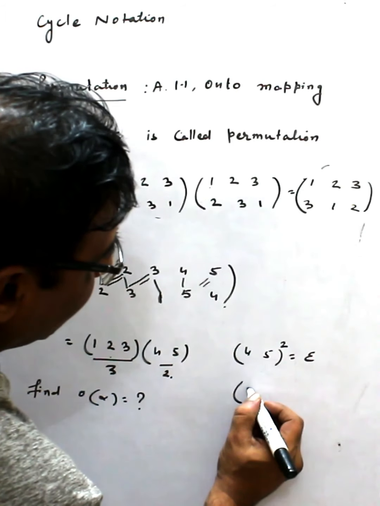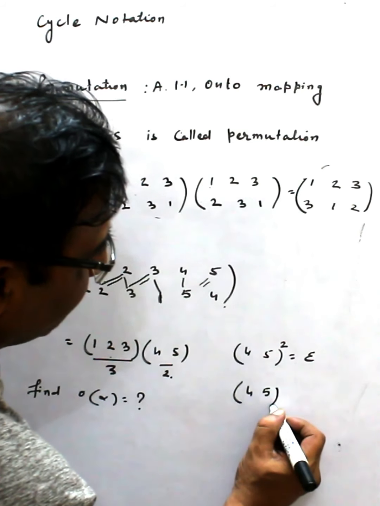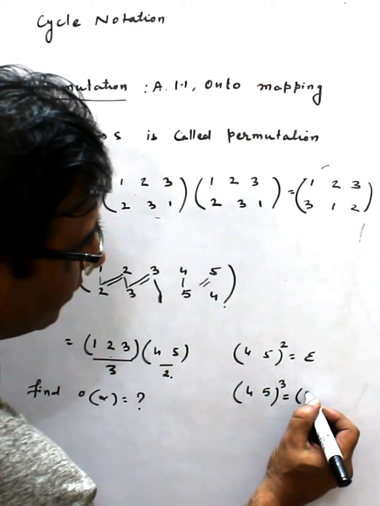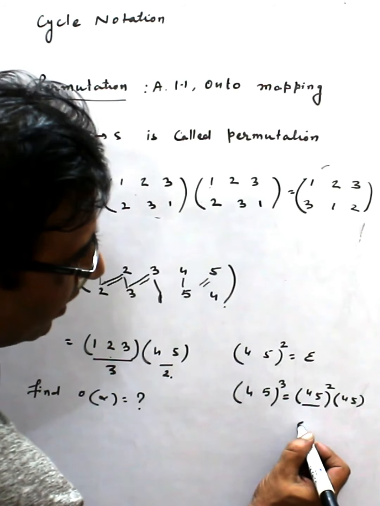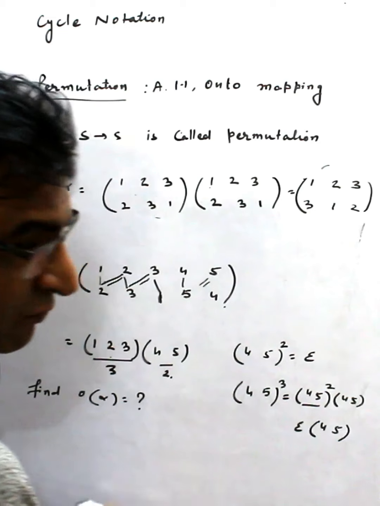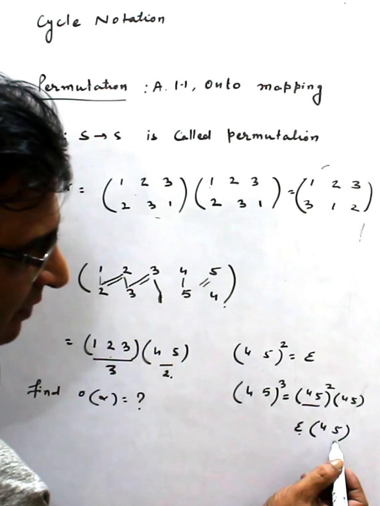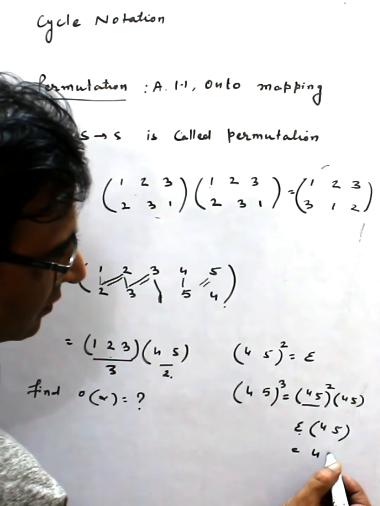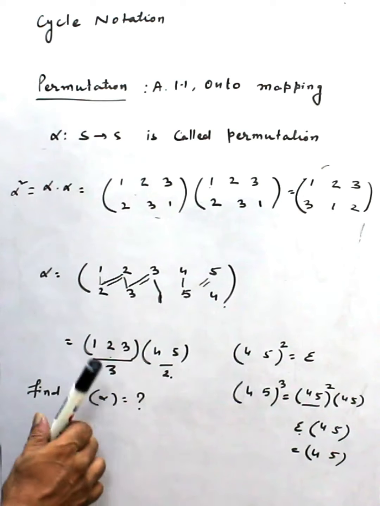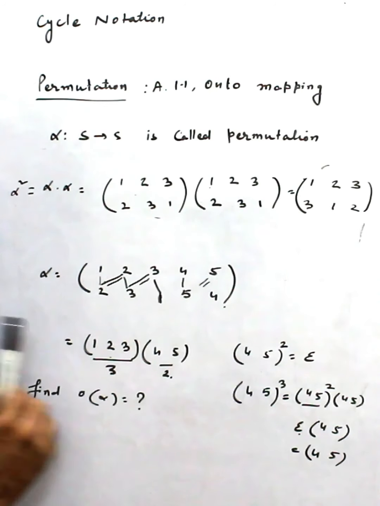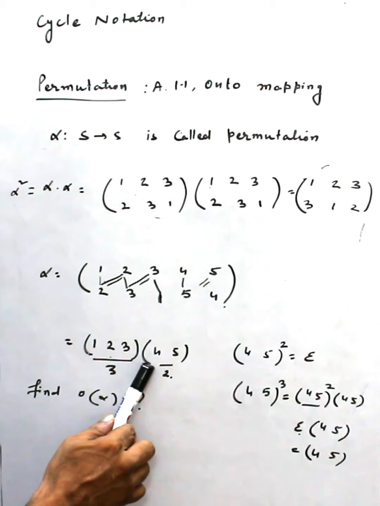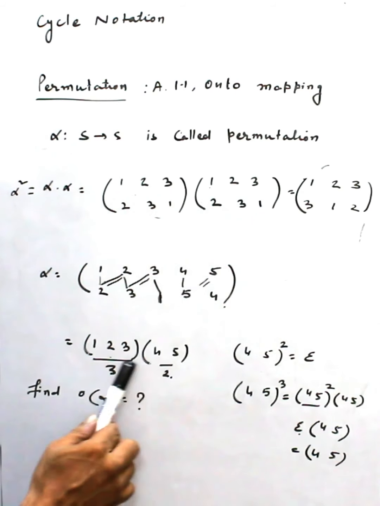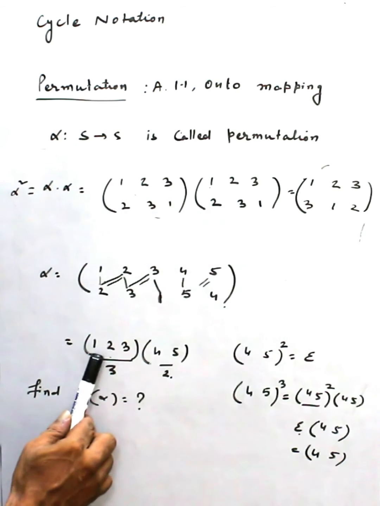But if I make it (4, 5) cube, then it is (4, 5) square into (4, 5). This becomes identity and this remains (4, 5). That means identity multiplied to any element does not change. This is (4, 5). That means 3 cannot be the order of alpha, because 3 makes the first cycle identity, but the second part not identity. And if I take two, then it is also not identity, then this part is not identity.